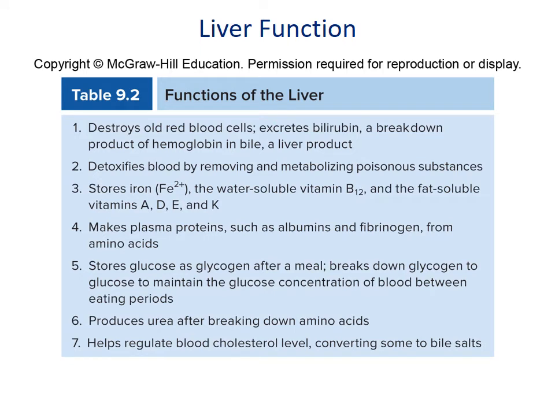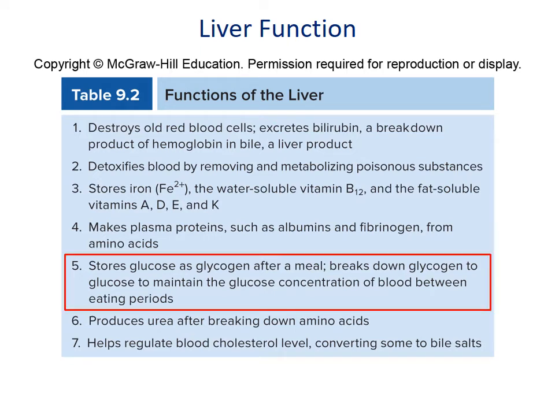The next liver function that I want to focus on is that the liver stores glucose as glycogen after a meal and breaks glycogen down to glucose to maintain the glucose concentration of blood between eating periods. So whenever we see that word maintain, often that is related to this idea of homeostasis. So our bodies are happiest when we have a certain level of glucose in the blood. If our bodies get above that level of glucose, then we respond by secreting insulin, our cells take in the glucose, and the blood levels go back down to normal.